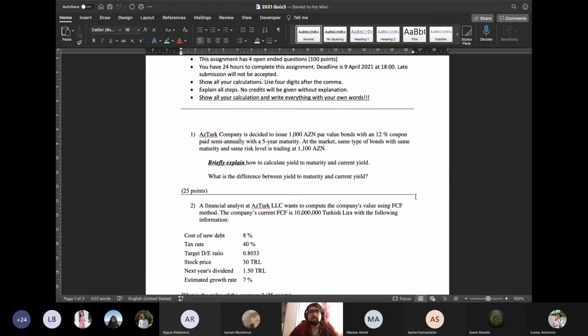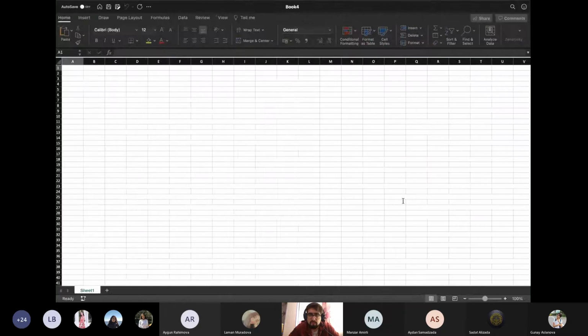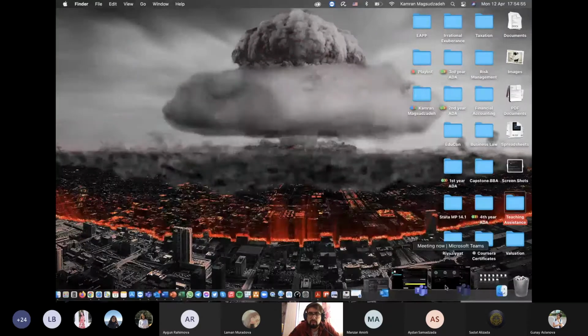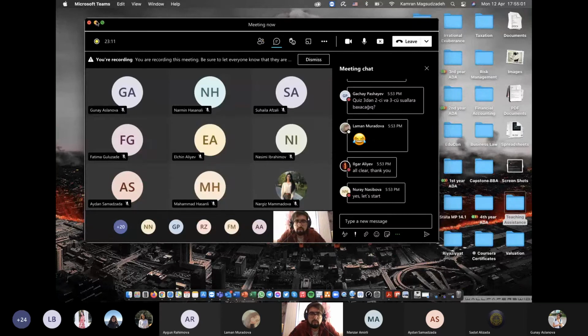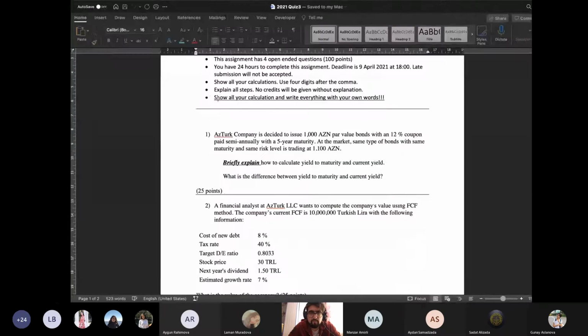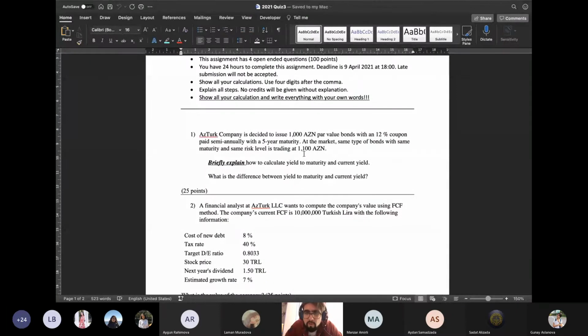First question is quite straightforward. A Turk company decided to issue one AZN par value bonds with an annual 12% coupon paid semi-annually with a 5-year maturity. At the market, the same type of bonds with the same maturity and same risk level is trading at 1,100 AZN. So how to calculate yield to maturity and current yield, and what is the difference between them?